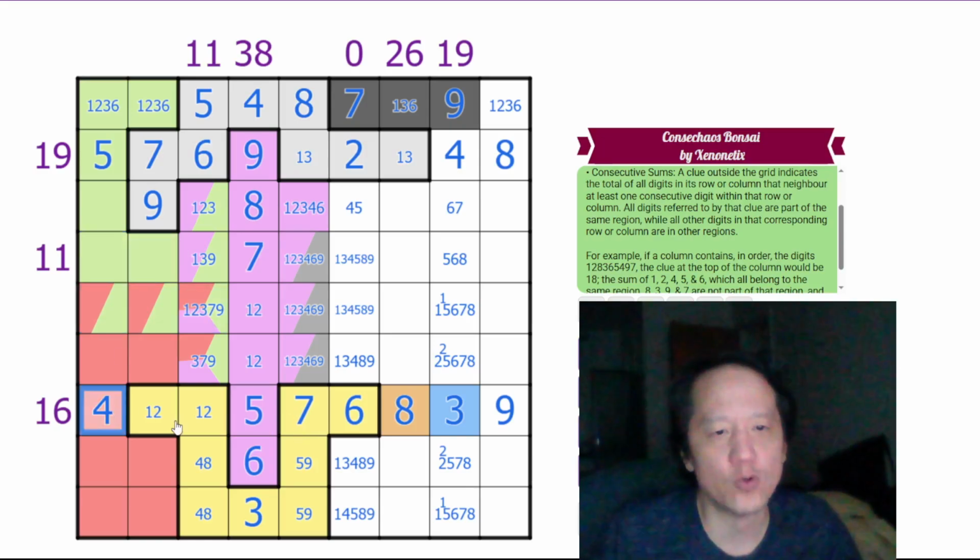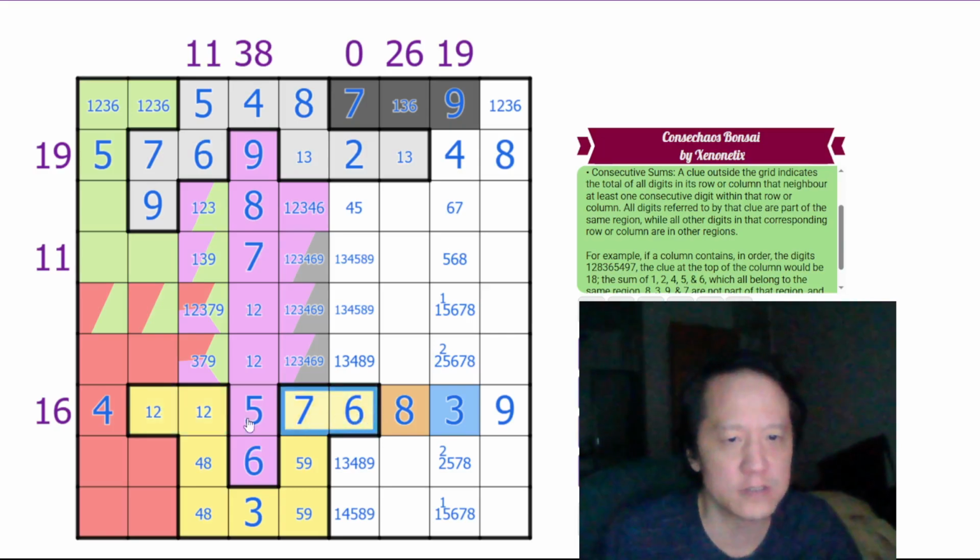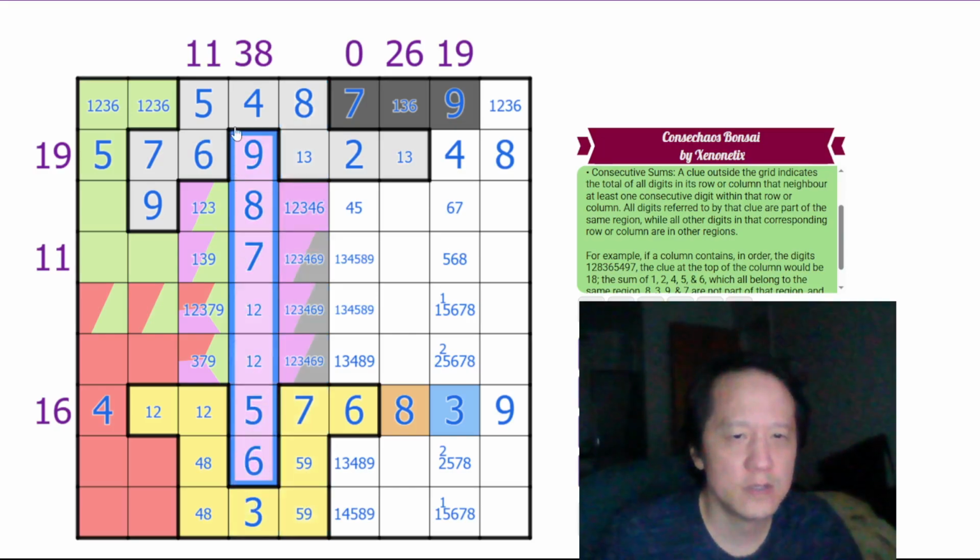This is 4. This is 8. These are not consecutive. These are not consecutive. These are not consecutive. Only 1 and 2 and 6 and 7 are. We don't have any restriction here. These are fine. We don't have restrictions here. We have a 4 here. This is 3.